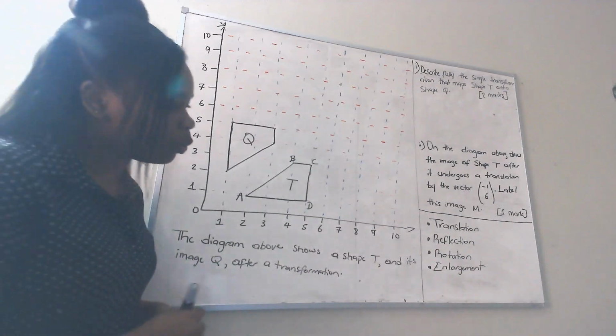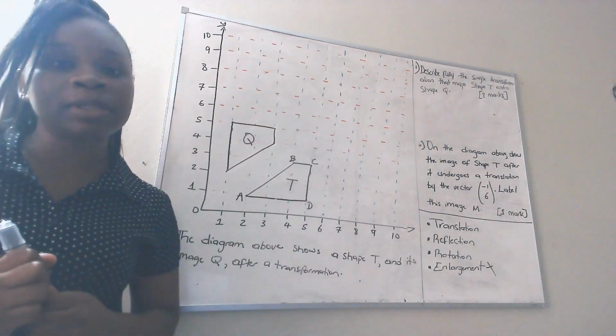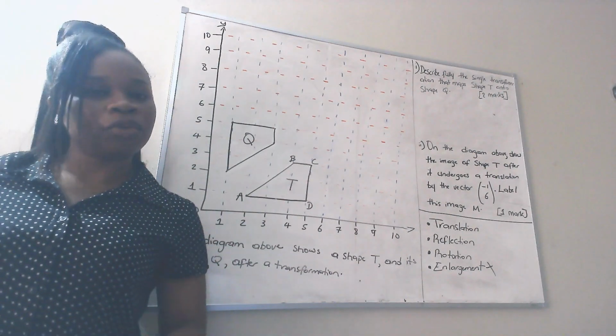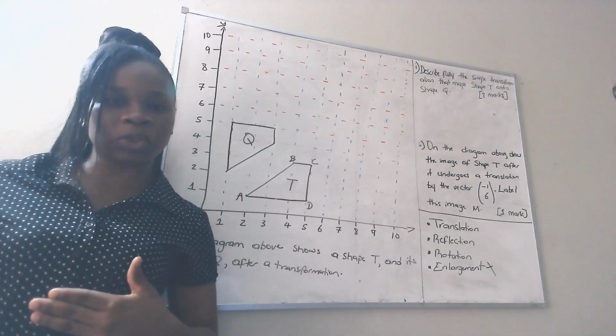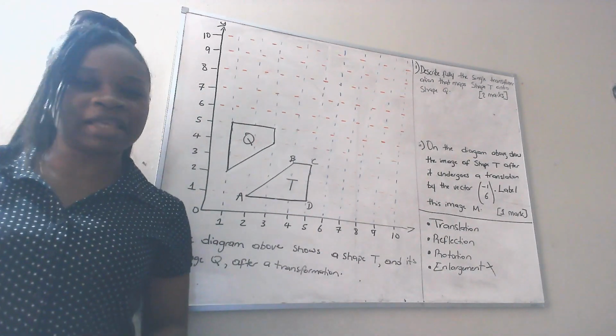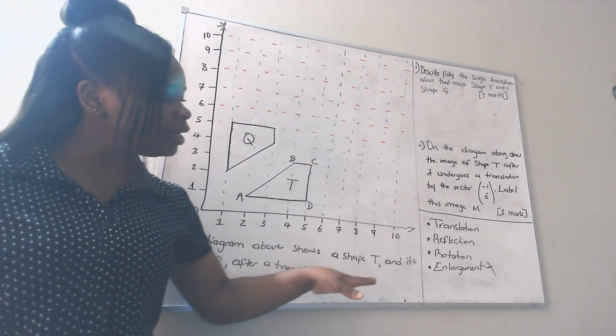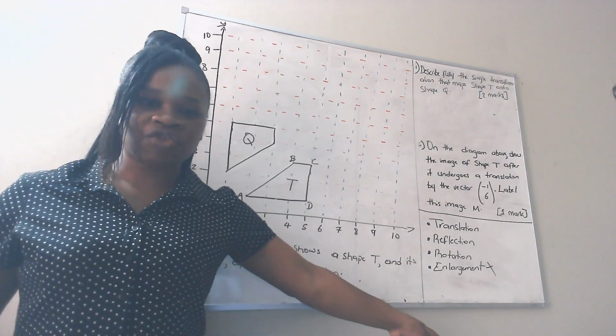So it means that we can rule out enlargement, because there's no difference in size between the two. You don't have one bigger and the other smaller. You don't have anything like that. So we've narrowed it down now to translation, reflection, and rotation.